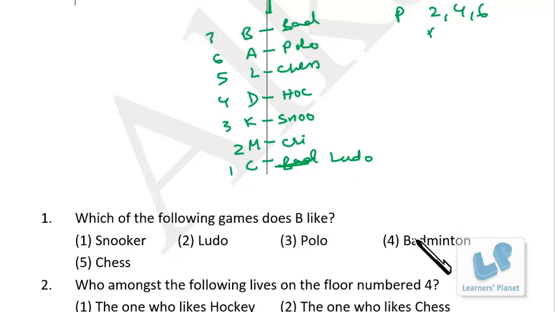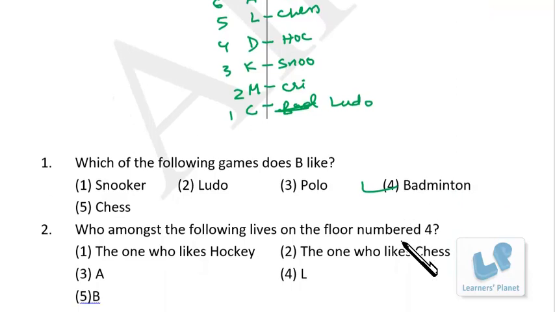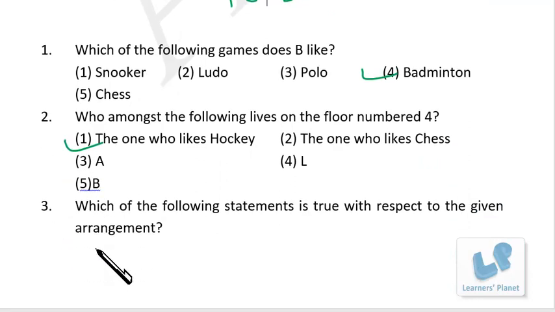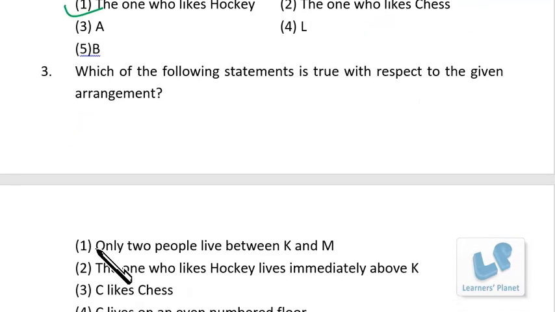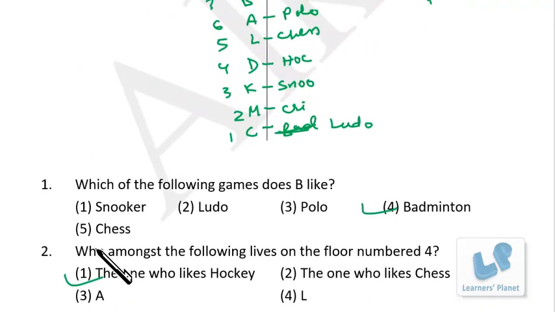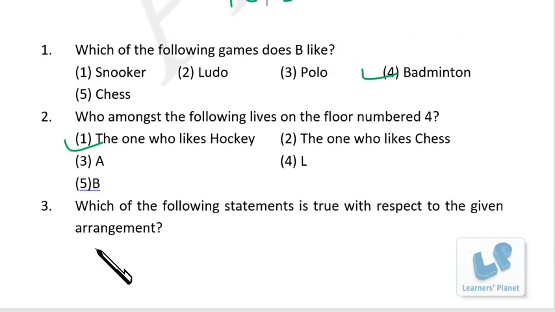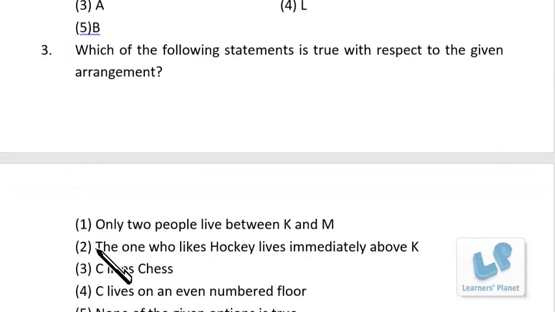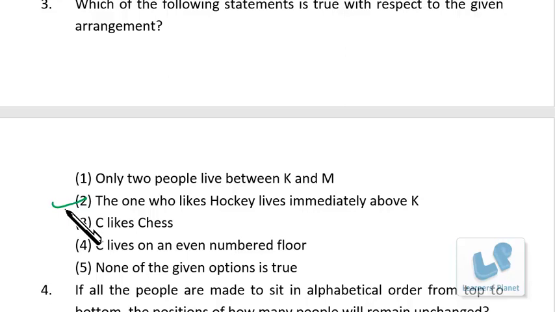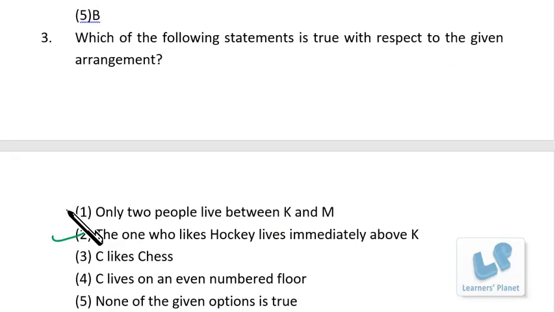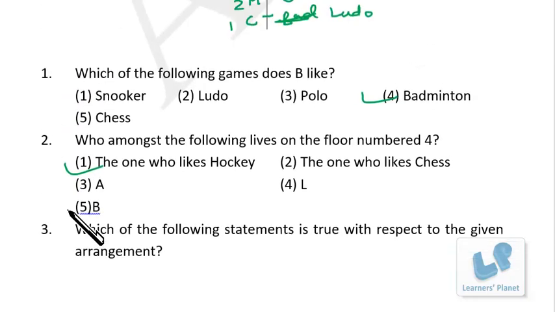Which of the following games does B like? That is badminton. Who amongst the following lives on floor number 4? That is D, the one who likes hockey. Which of the following statements is true with respect to the given arrangement? Only 2 people live between K and M. No. The one who likes hockey lives immediately above K. Yes. Let's see. C likes chess. That's wrong. C lives on an even numbered floor. No.